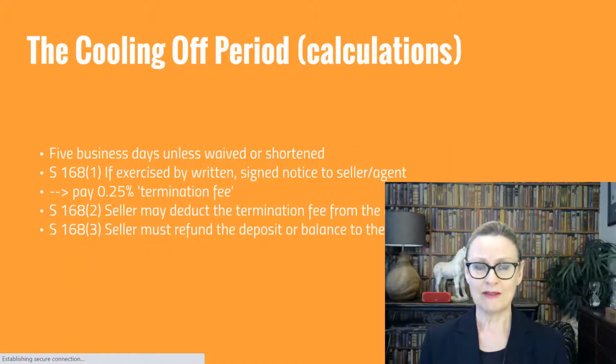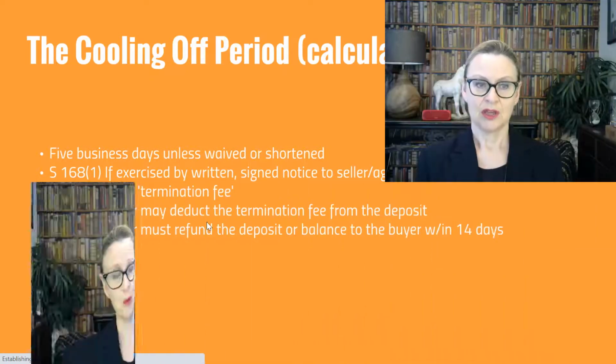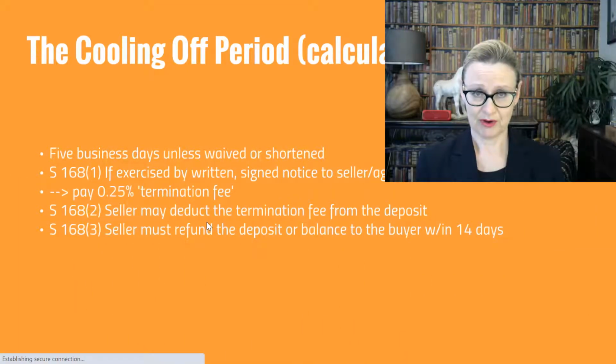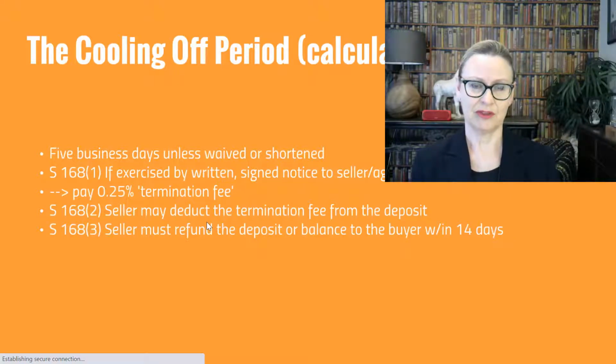What about when the cooling off period starts and finishes? Well, you've got 5 business days once the cooling off period starts. If you want to exercise the cooling off period as a buyer, it has to be done, obviously, by written signed notice served on the seller or their agent. You will still have to pay your 0.25% termination fee, although obviously that's a lot more preferable than having to lose the whole of your deposit. The seller can take the termination fee out of your deposit, but they have to refund the rest of your deposit back to you as buyer within 14 days.